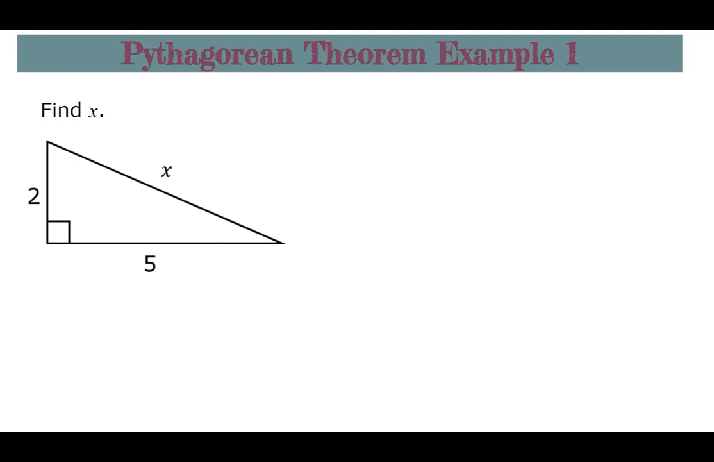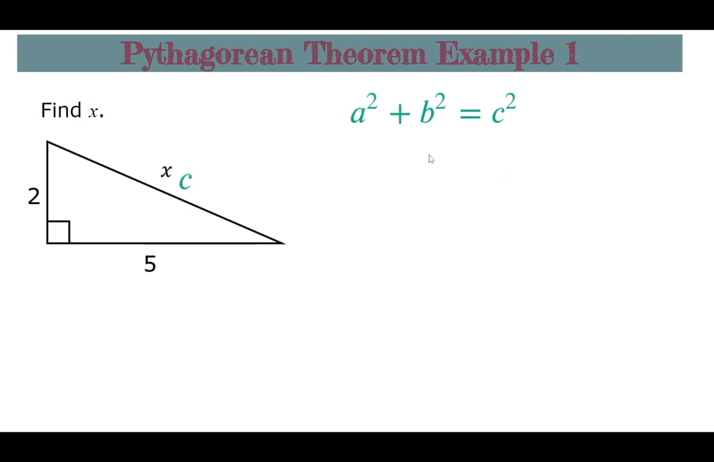Here are a few examples of the Pythagorean theorem. In example 1, we're going to find x. We're going to do that by using the Pythagorean theorem, which is a squared plus b squared is equal to c squared. The first thing we must do is identify which sides are a, b, and c.